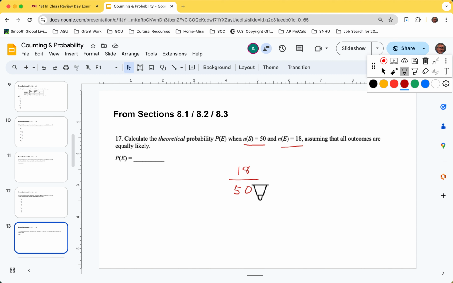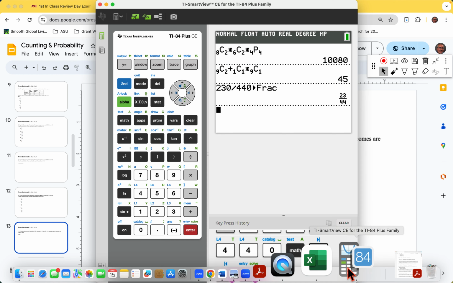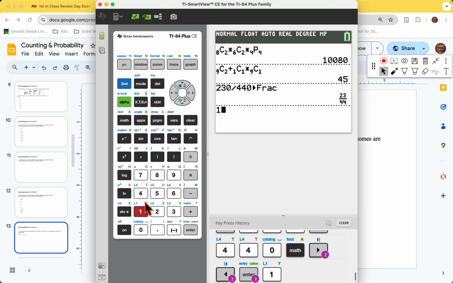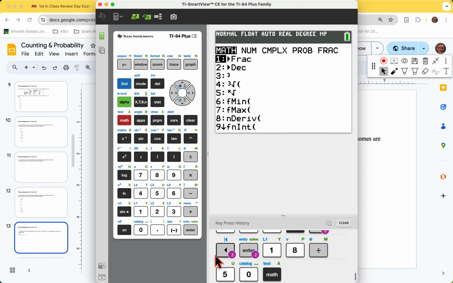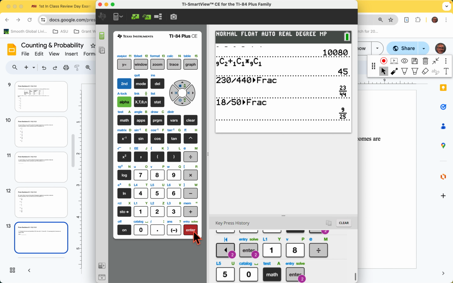So again, you had this N of S, what does that mean? Sample space. S for sample space. There's 50 different things that could happen for whatever event we've got. 18 of them are counted as our event. 18 divided by 50, not the other way around, right? Because it's got to be a number less than 1, bigger than 0. So that's our answer. And again, it probably reduces. It does reduce, so I just jump to my calculator. 18 divided by 50, and I go to my math key, my fraction: 9/25.